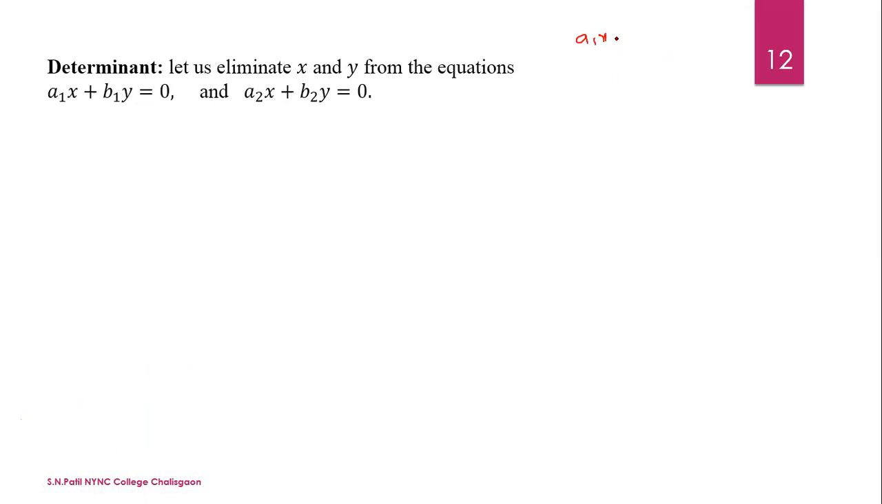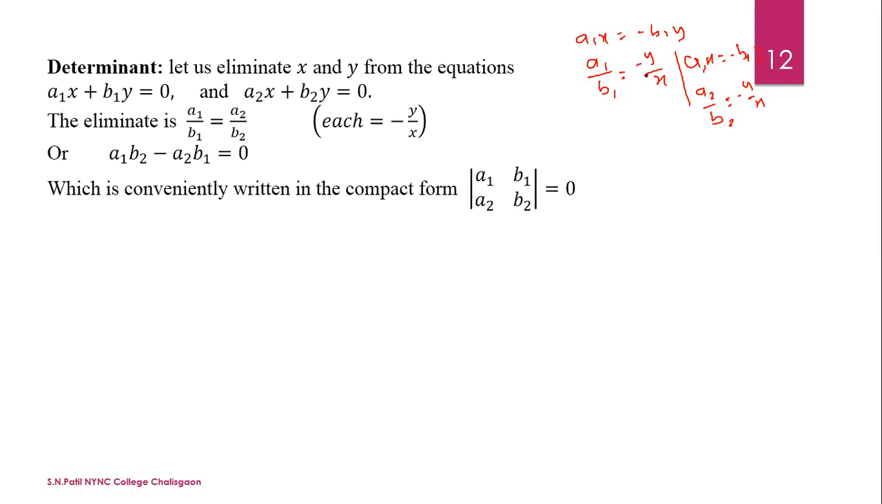a1x is equal to minus b1y. Here it can be written as a1 divided by b1 is equal to minus y upon x, where x is divided. Similarly the second equation a2x is equal to minus b2y, then a2 divided by b2 is equal to minus y upon x. Substituting the value of minus y upon x here, we get the expression a1 upon b1 is equal to a2 upon b2. That is, we eliminate the values of x and y.